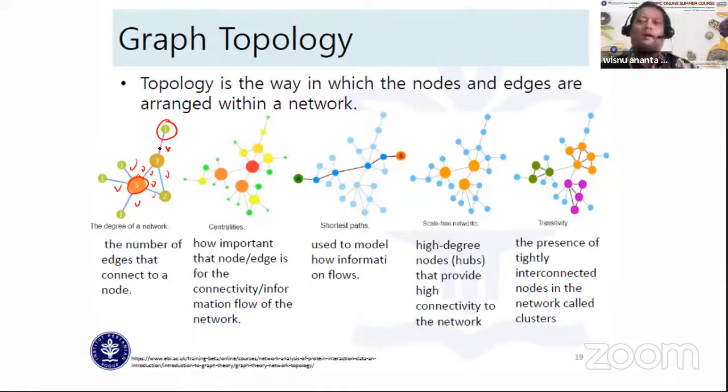Maybe tomorrow I will share the data in OCW. And also transitivity, the presence of tightly connected nodes in the network clusters.